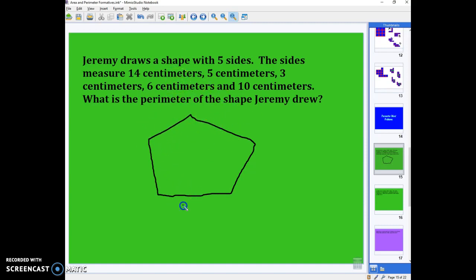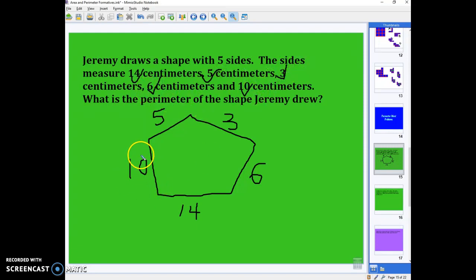And it says the sides are 14 centimeters, so we'll say that side's 14. We'll say this is 5, this is 3. Obviously, this is not exact, but that is what we are going to use today. We got all 5 sides, all 5 numbers. We got 14, we've got 5, we've got 3, 6, and 10.